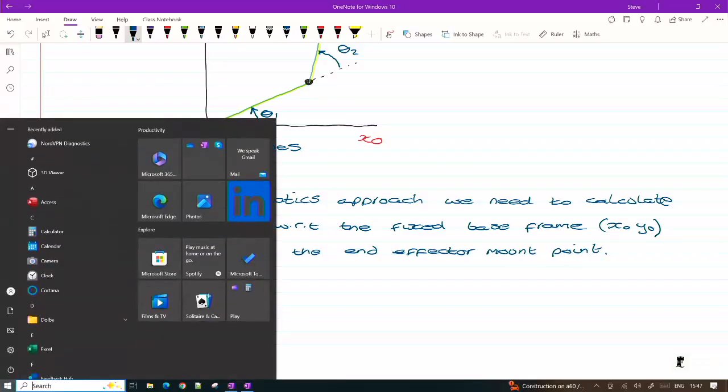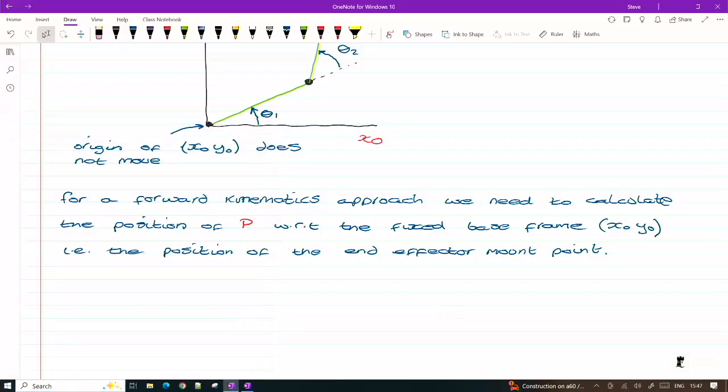Okay, so that's just really restating what I've already said. Forward kinematics approach: we need to calculate the position of point P with respect to the fixed base coordinate frame, which is x0, y0, and that's the position of the end effector, knowing the joint variables. So for us, it's θ1 and θ2.